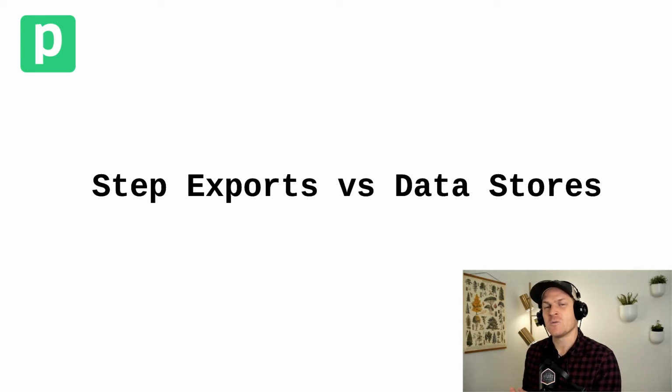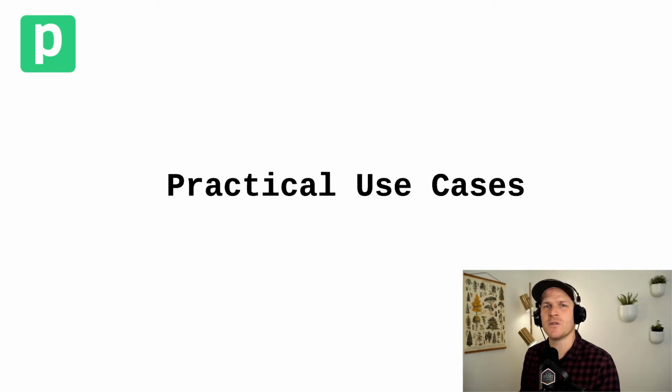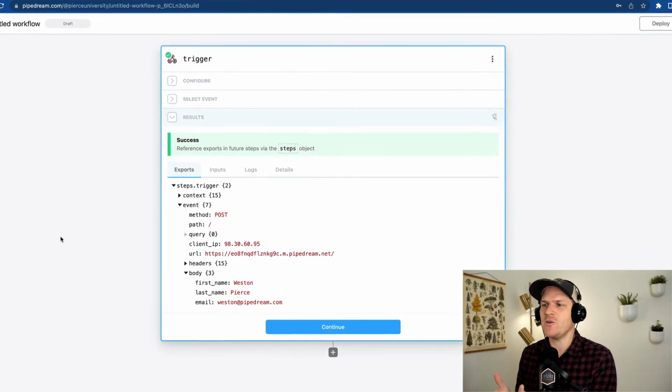Unlike step exports, which only live during the lifetime of your workflow's execution, data stores persist across many runs and even across different workflows. Data stores are great for doing things like building counters or making arrays of unique information such as emails, so that way you don't accidentally run a workflow twice on the same customer, or just a quick timestamp tracker to see the last time a workflow ran. So let's go ahead and start with a brand new workflow.